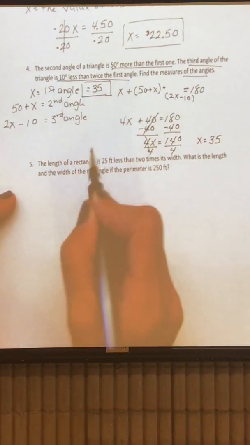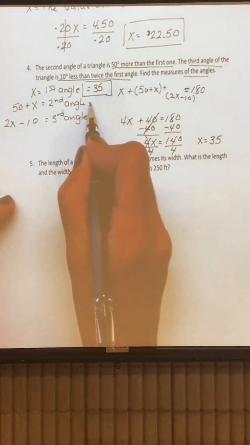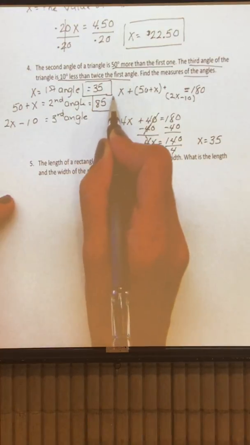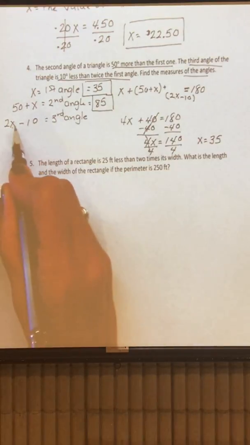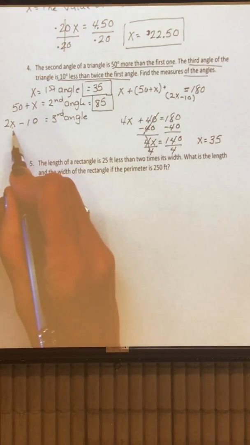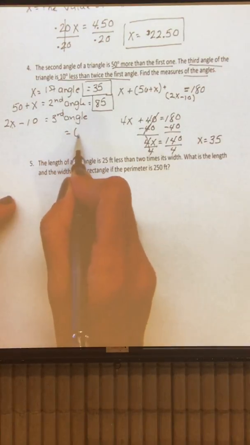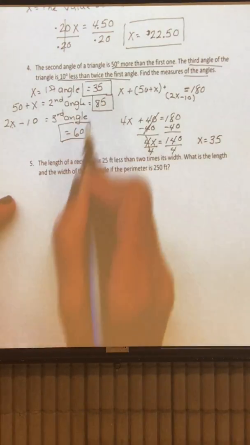The second angle, we substitute 35 into the x. 50 plus 35 is equal to 85. And the third angle, we substitute 35 into x. 2 times 35 is 70, minus 10 is equal to 60. And this is the measurement of all three angles.